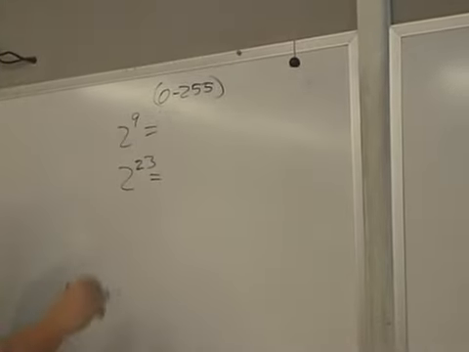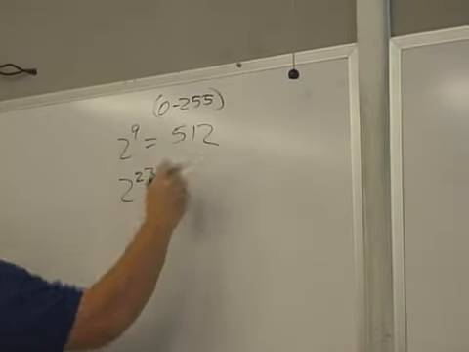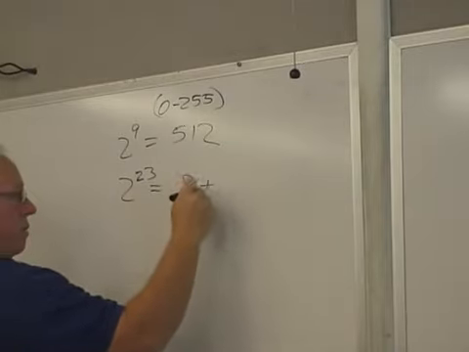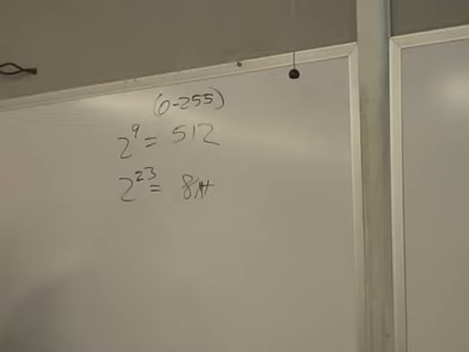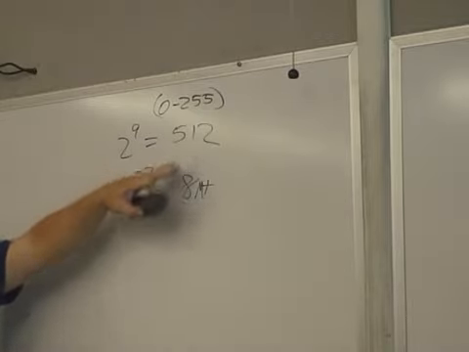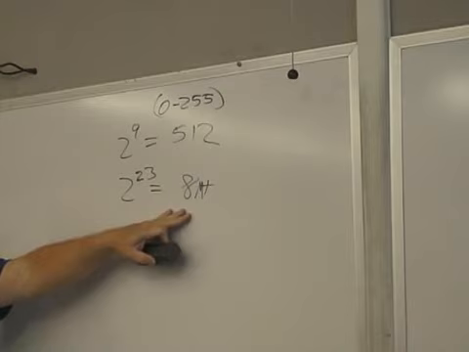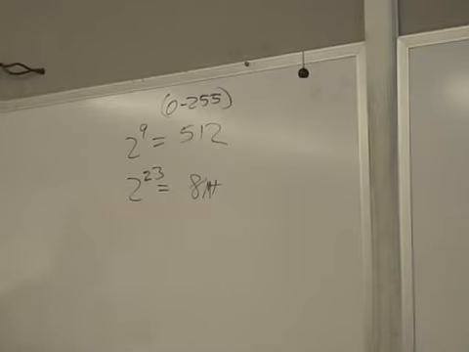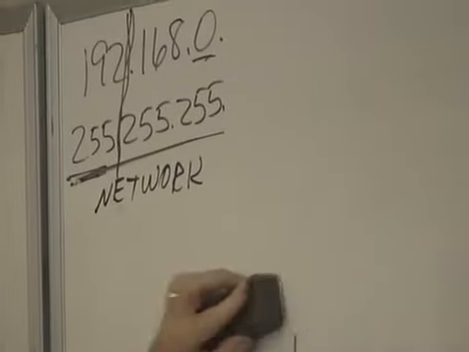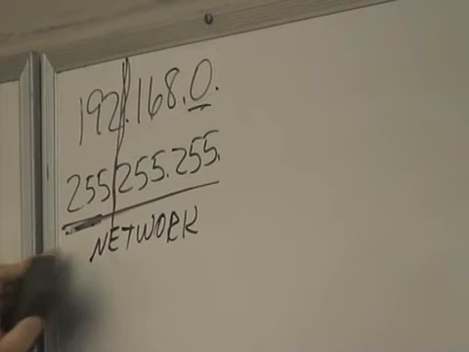2 to the 9th is 512, and 2 to the 23rd is 8 million something. 8 million plus. So what did that do? Now I can have up to as many as 512 computers on that network, but I can only have 8 million networks. Well, hopefully that's enough. All right, but how do I represent that in my mask? That's the question.